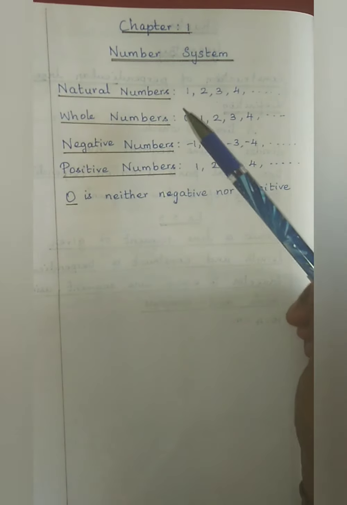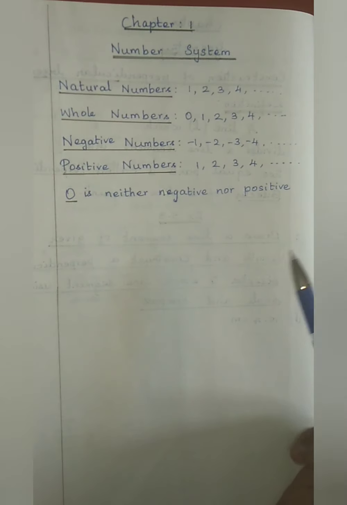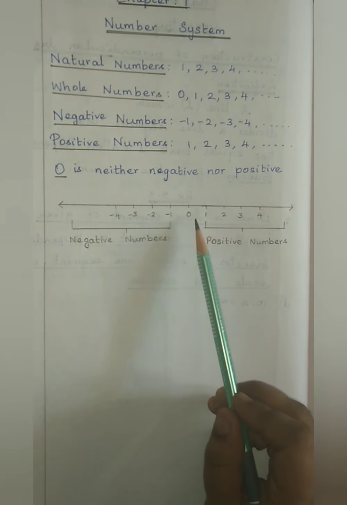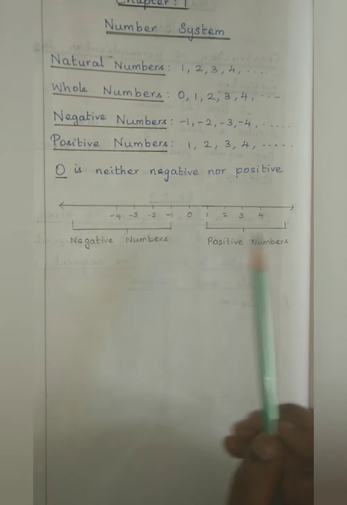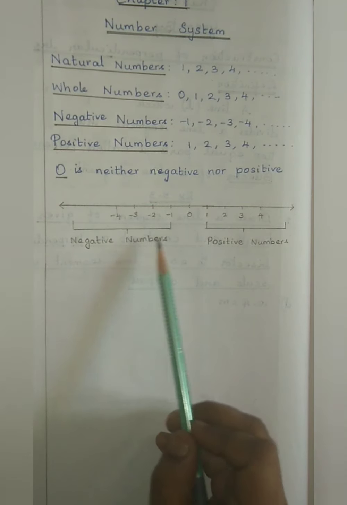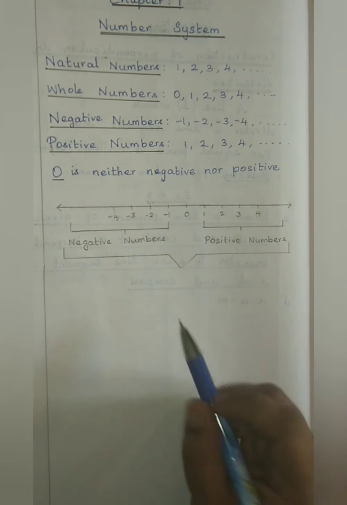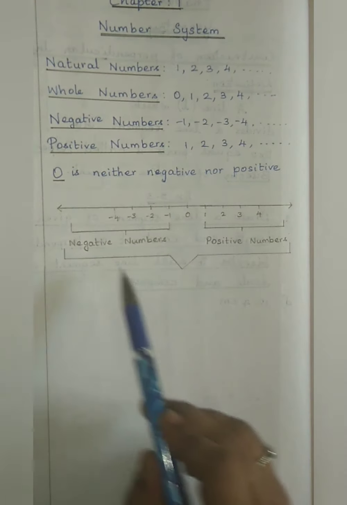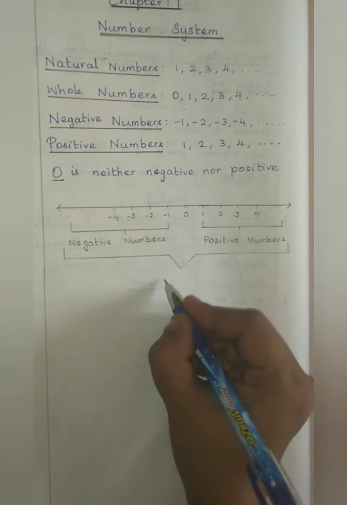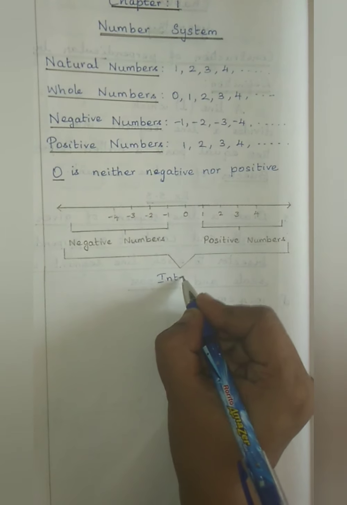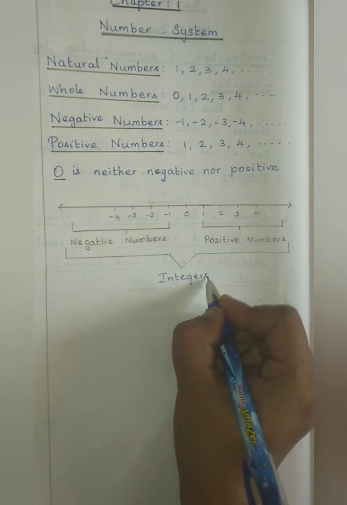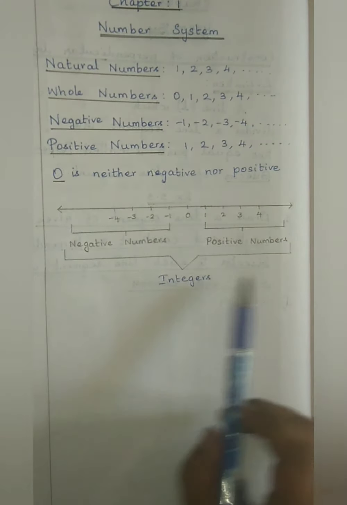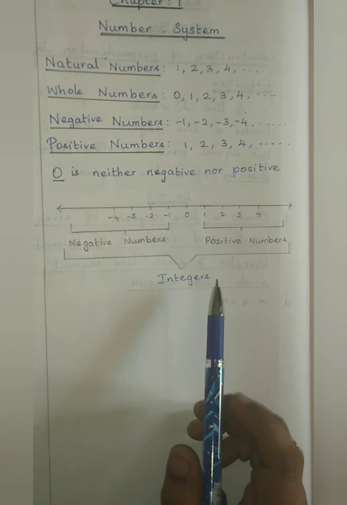Let us represent all these numbers on a number line. On a number line, the right side of 0 has positive numbers and the left side of 0 has negative numbers. Negative numbers, 0 and positive numbers together constitute integers. So together we call these numbers integers.